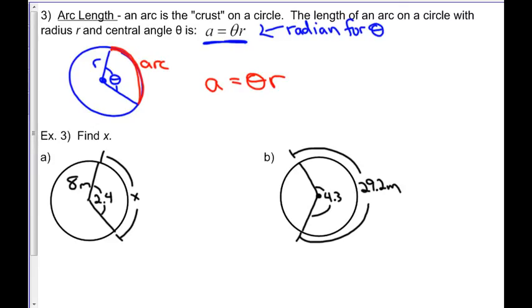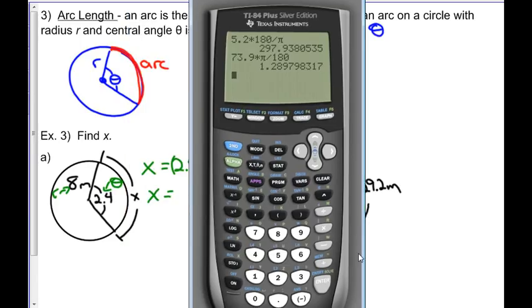Okay, let's put it to use. We want to find x. Well, over here, we know the central angle, and we know the radius is 8. The thing we're looking for is the arc length, which we're calling x. So let's just use this formula. Arc length is x in this case. Theta is 2.4. And the radius is 8. So it's just 2.4 times 8. Okay, let's figure that out.